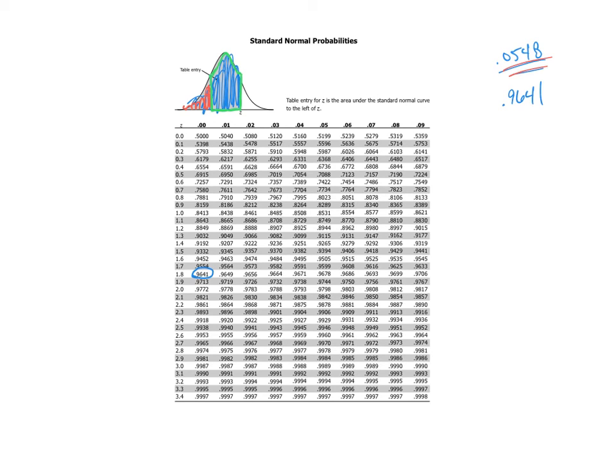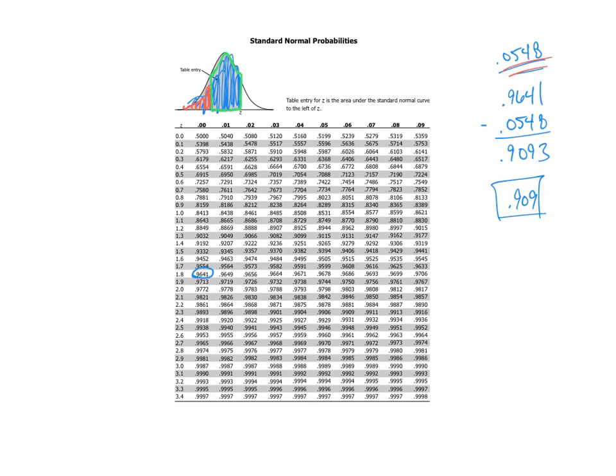And Delta Math is asking for this value to the nearest thousandth, so I'm going to give 3 decimal places. So if I do 0.9641 minus 0.0548, that gives me 0.9093, and to the nearest thousandth place I would say that that's 0.909.